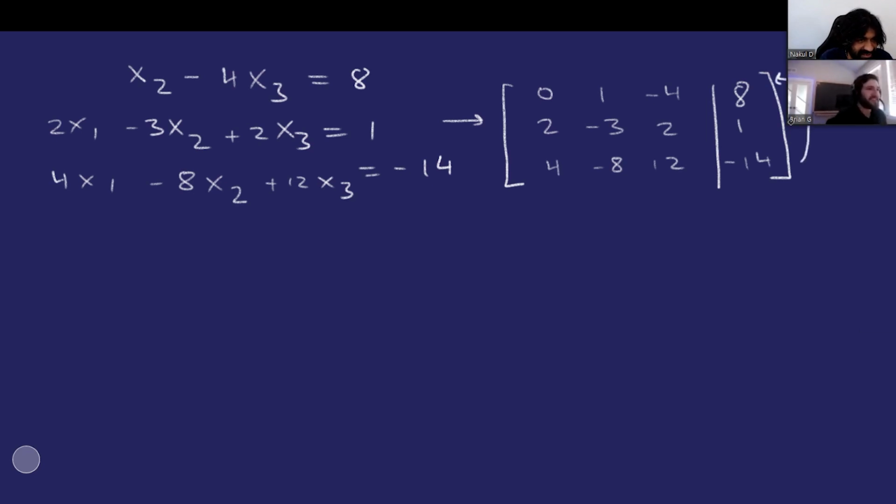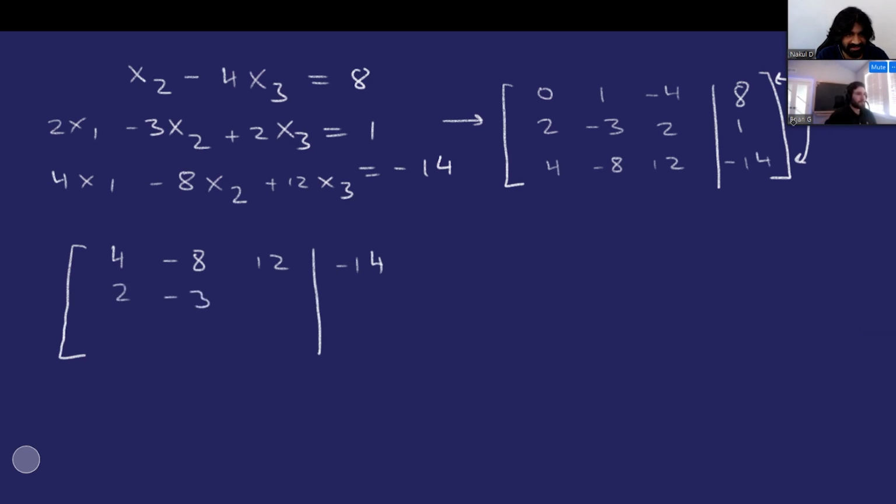I'll draw a little arrow here, just to indicate what we did, in case we need to check our work. 4, -8, 12, -14. Let's see. 2, -3, 2, 1. And then 0, 1, -4, 8. Yeah, perfect. All right, since I'm trying to get rid of this 2, couldn't we subtract half of row 1 from row 2? Good. Let's do that. Row 1 over 2, right?